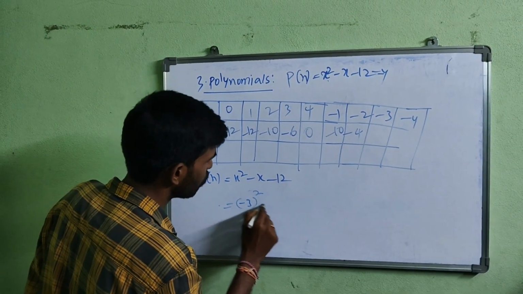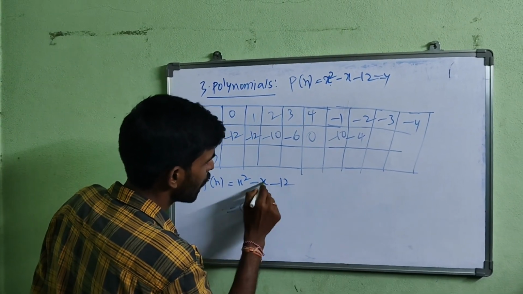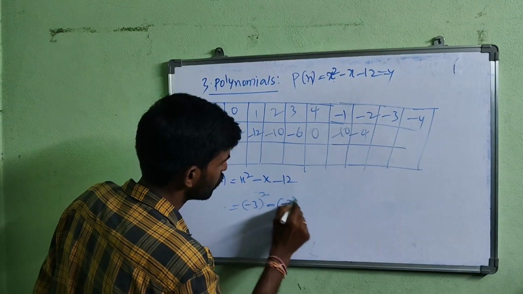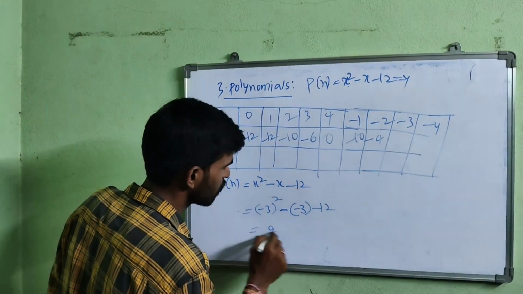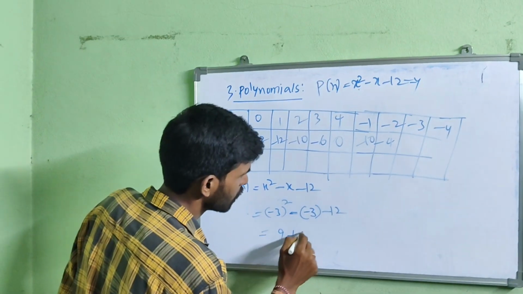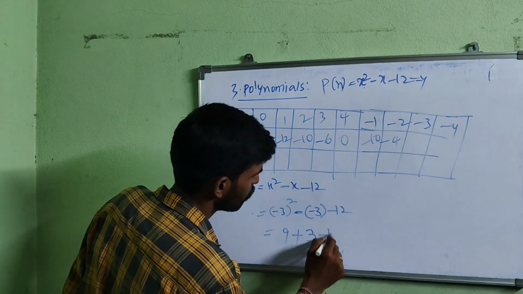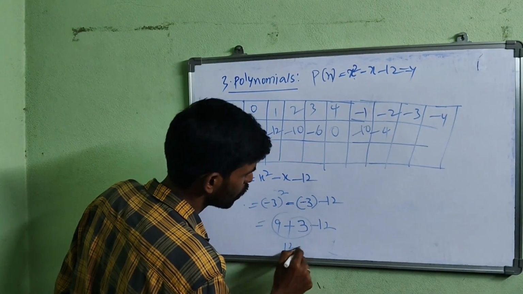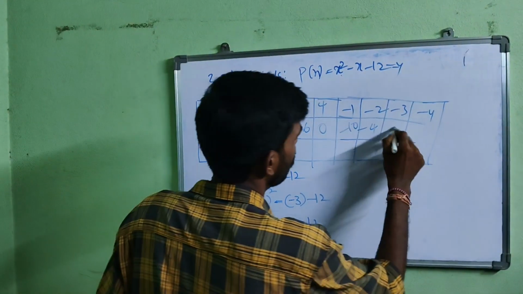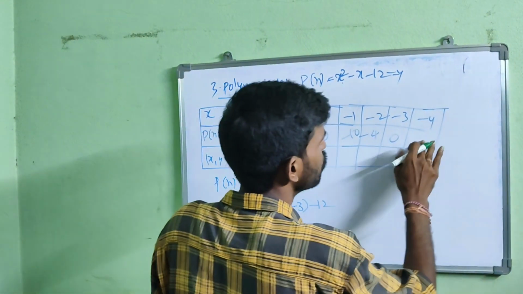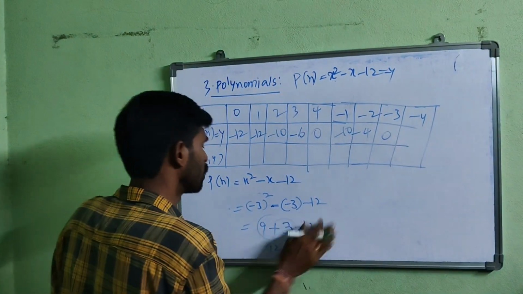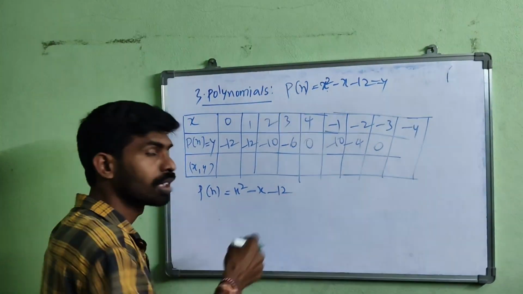Minus 3 whole square, minus x minus 12. Three 3s are 9, minus into minus is plus, so plus 3 minus 12. 9 plus 3 is 12. 12 minus 12 is equal to 0. So here we got 0. No need to take this value again.